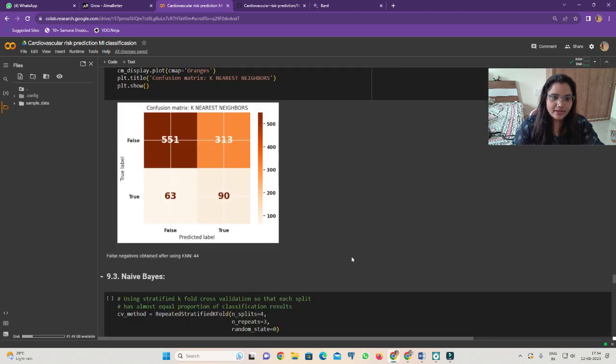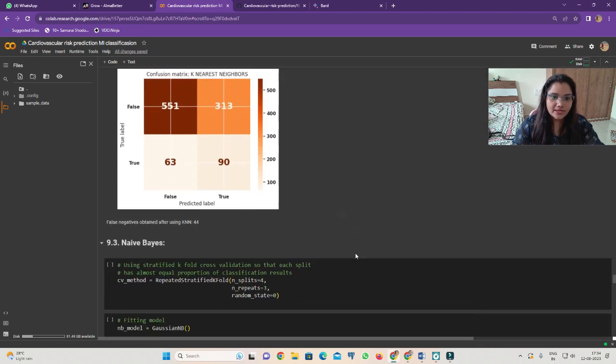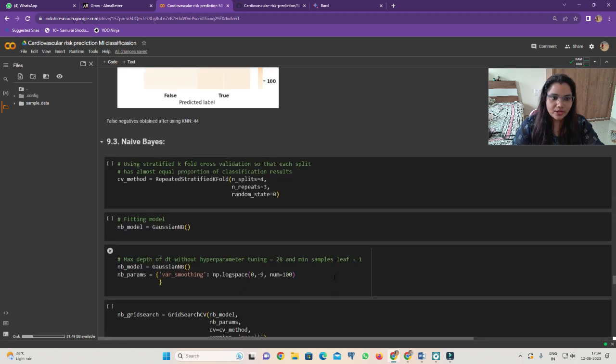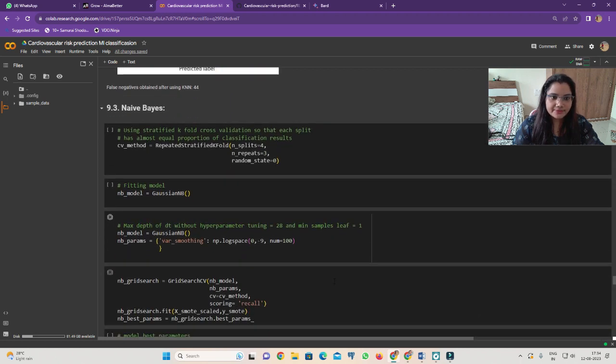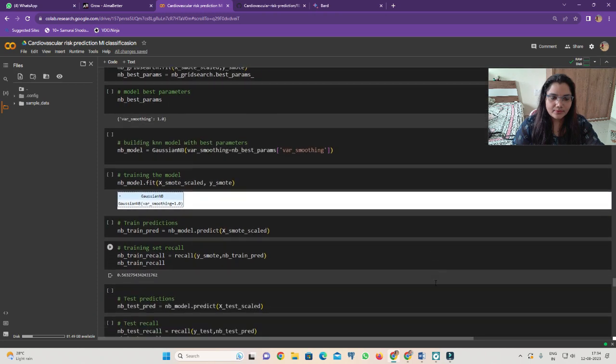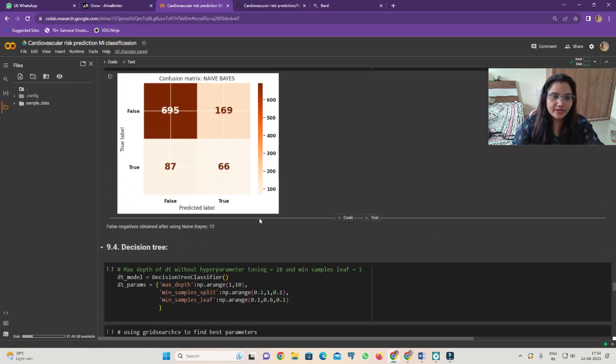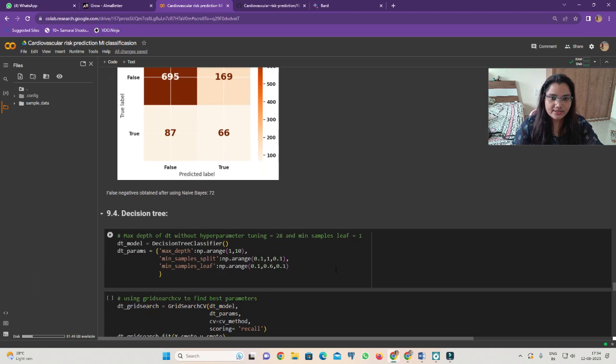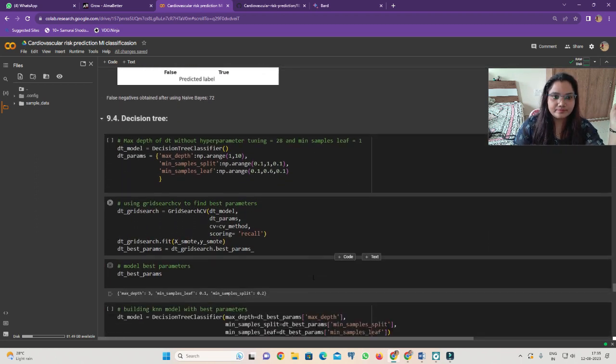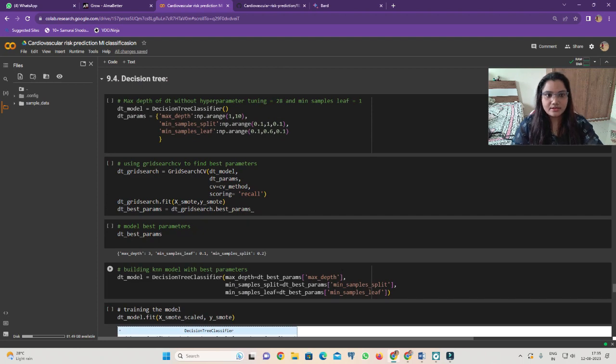So in that we get false negative using KNN, that is 44. Then we are going for Naive Bayes. So in here we get false negative after using Naive Bayes, that is 74, 72. Then we go for decision tree.